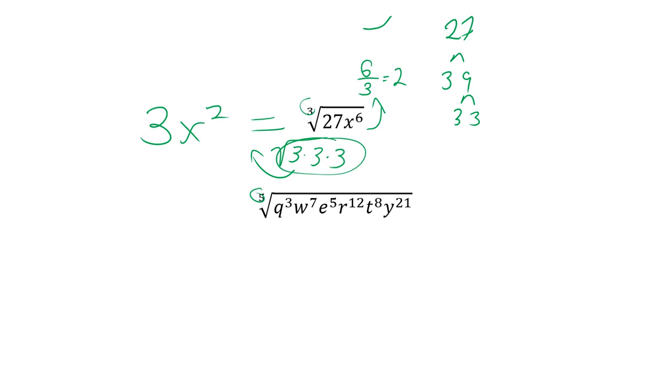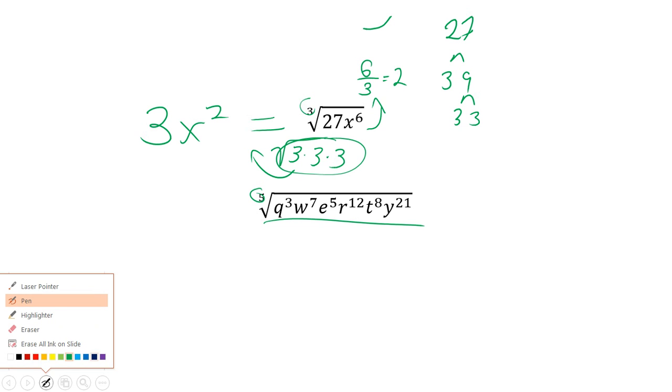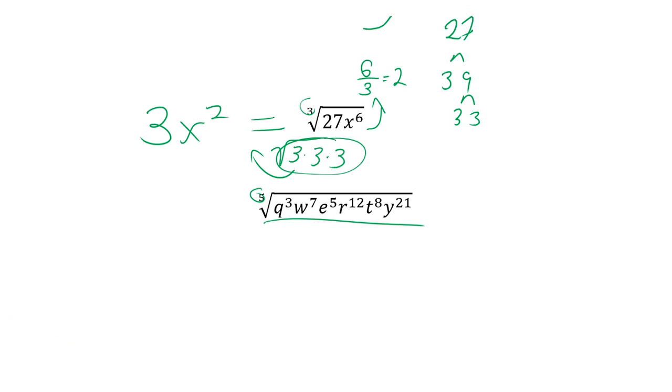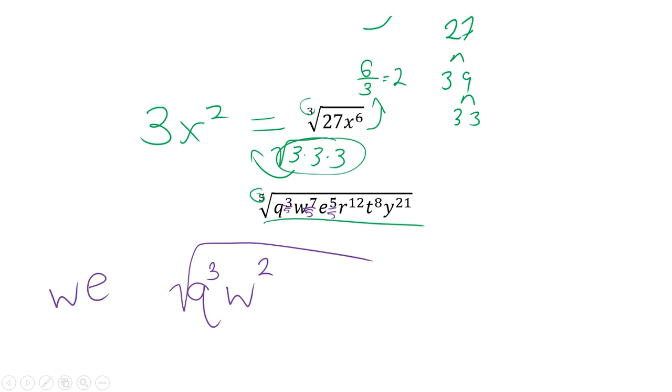So the next one we want 5. Since as we see here we've got no coefficients, it's only variables, we're going to divide each of these individually by 5. Okay. So 3 divided by 5 gets you 0 with a remainder of 3, which means no q comes out, which means they all stay underneath. So it's q to the 3rd. Now we go to w. 7 divided by 5 is 1, with a remainder 2. So underneath we have w squared, and then we just have that w outside. e, 5 over 5 is 1, which means we just have an e outside. Okay, and nothing's underneath, no e is under the radical.